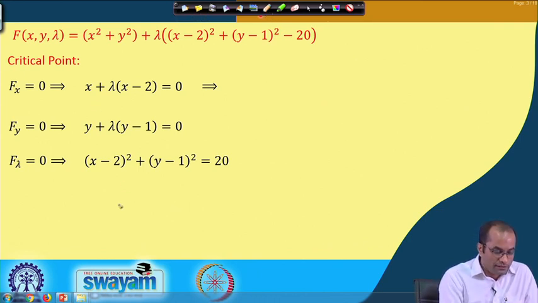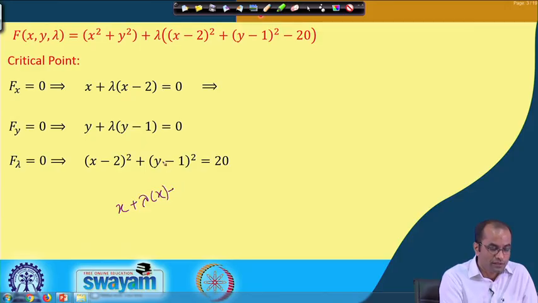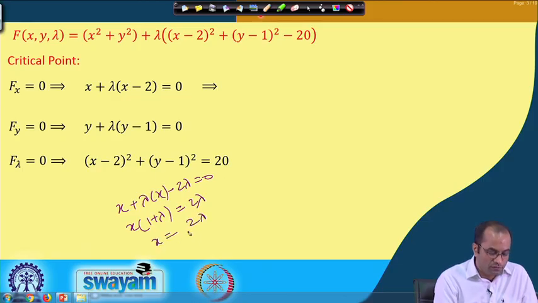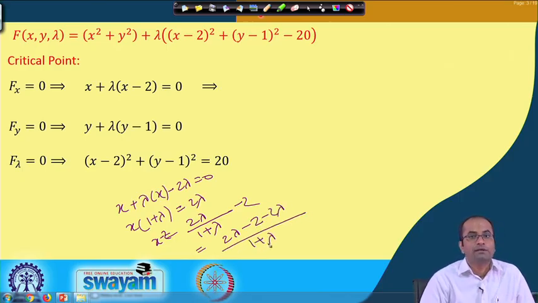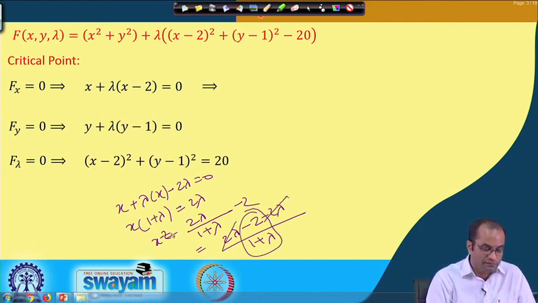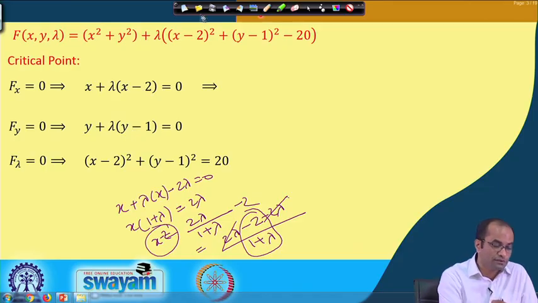We have x and we have lambda x, and then we have minus 2 lambda is equal to 0. So, x times 1 plus lambda is equal to 2 lambda. So, x is 2 lambda over 1 plus lambda. So, if we want to get x minus 2, we take x minus 2, so we will get 2 lambda over 1 plus lambda minus 2. In this case, this is minus 2 over 1 plus lambda, the value of x minus 2 from this equation number 1.